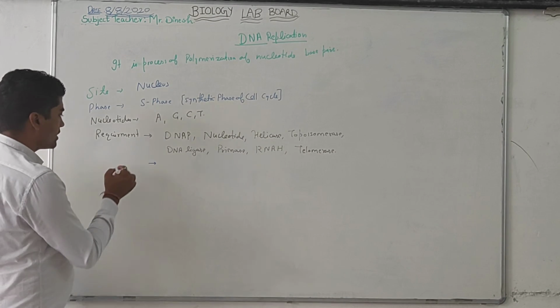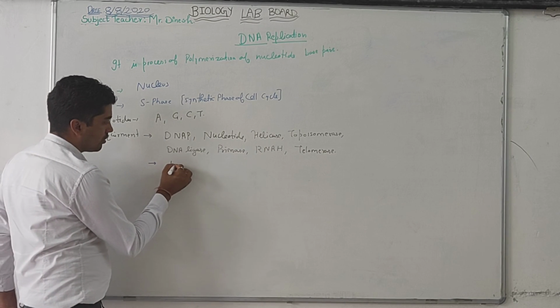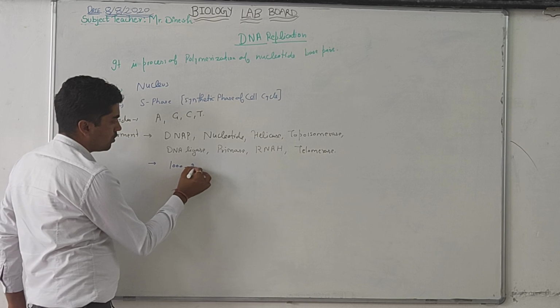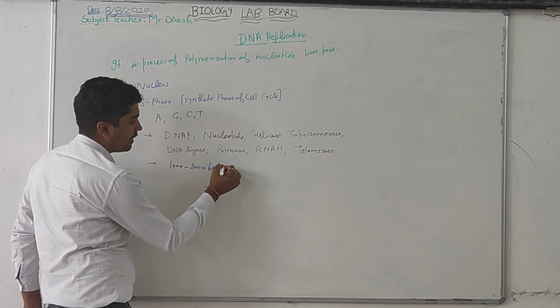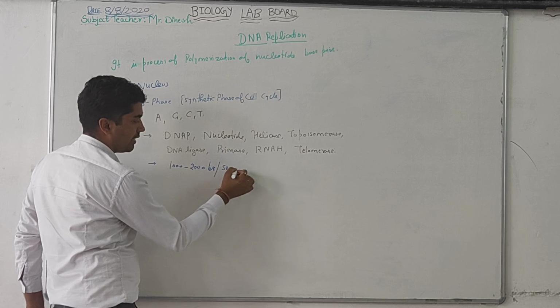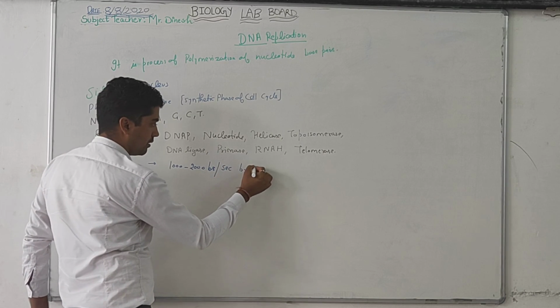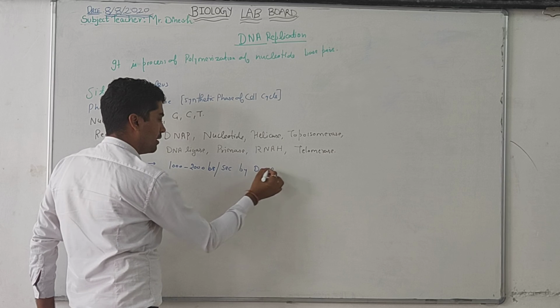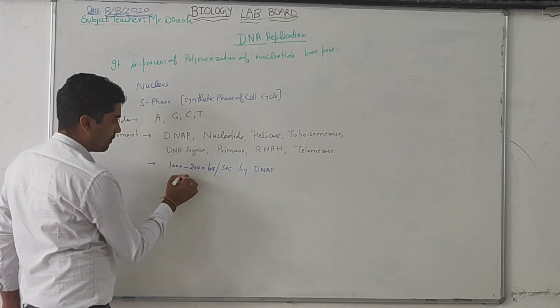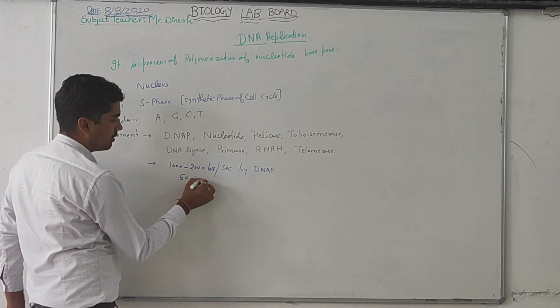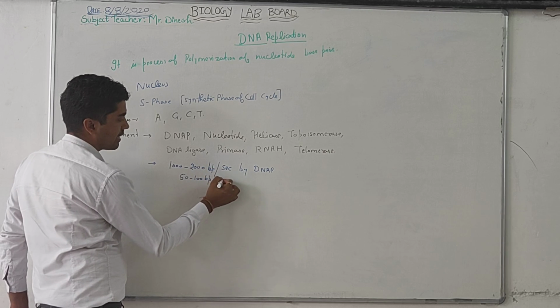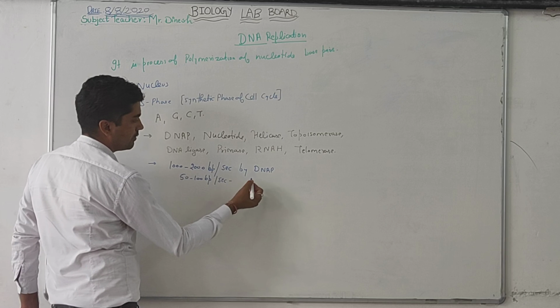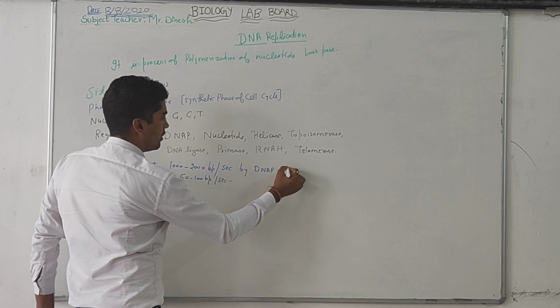In prokaryotes, about 1000 to 2000 base pairs are added per second by DNA polymerase, but only 50 to 100 base pairs per second in eukaryotes.